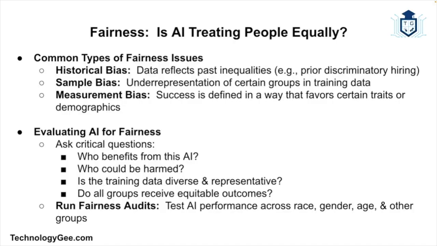So let's talk about some types of fairness issues with AI, and we're going to break down a few common problems. The first one is called historical bias, and this is when the data reflects past inequalities.